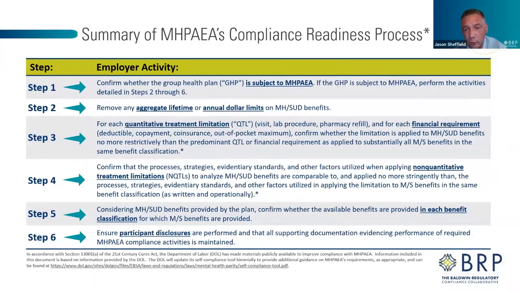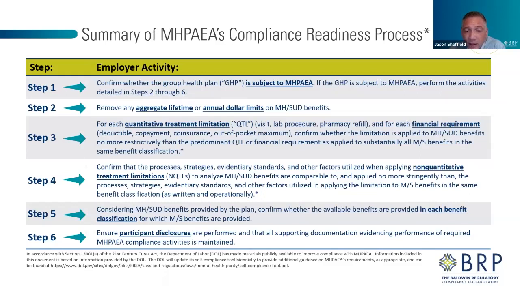First, you confirm whether the group health plan is subject to MHPAEA. That's your initial threshold inquiry. Are we subject to MHPAEA? If so, then you're going to go on to steps two through six. We'll talk a little more about that on the following slides. Step two, remove any aggregate lifetime or annual dollar limits. Remember, we talked about the prohibition against aggregate lifetime or annual dollar limits when we talked about the legislative history. So let's make sure that we take those out in step two.